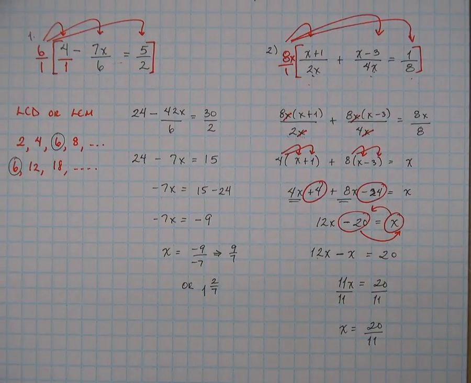So hopefully, guys, that makes some sense. Remember, you look at the bottom, you find the least common multiple, simplify it, and eliminate those fractions, and you're just going to go ahead and do the algebra after that.